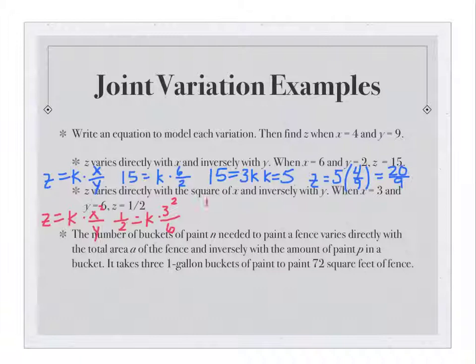Okay, so 1/2 equals k times 9 over 6. And 9 over 6, if I divide them both by 3, is going to be 3 halves. So 1/2 equals k times 3 halves, or 3 halves k. So we can multiply both sides by 2/3, leaving us 1/3. So k would equal 1/3. And then we'd have to go back and plug that in. So z would equal 1/3 times x squared over y. So we'd end up with, it looks like 16/27.